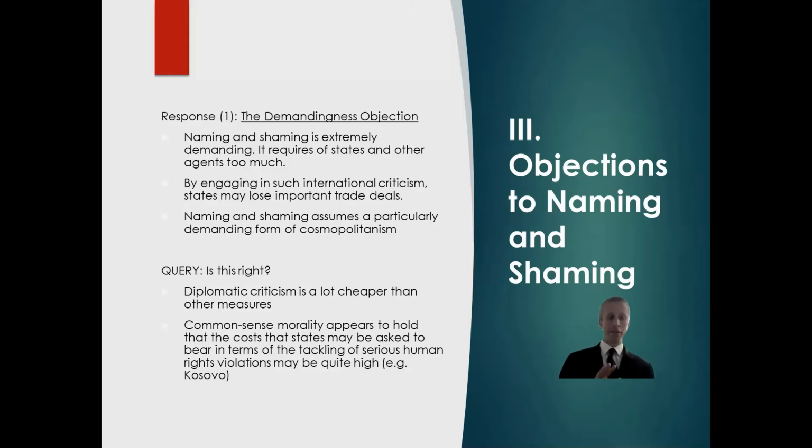And related to this, the second point is that common sense morality appears to hold that the cost that states can be asked to bear in terms of tackling serious human rights abuses may in fact be quite high. It's widely held that states have got a moral duty to undertake humanitarian intervention in response to mass atrocities, for instance. They would have been required to intervene in response to the genocide in Rwanda. As we saw in week 1, this is one of the central notions of the R2P, or the responsibility to protect doctrine.